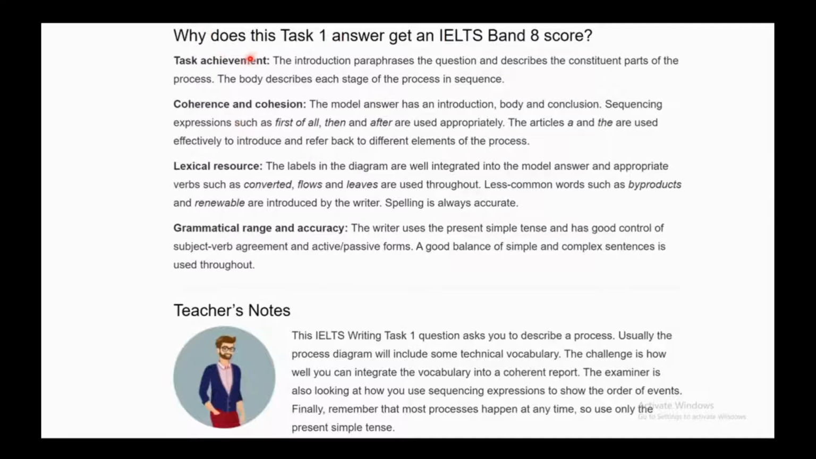What you need to do in Task 1: task achievement, coherence and cohesion, lexical resource, grammatical range and accuracy. These are the important things that you need to take care of when writing Task 1. You can read all of these instructions, and you can also find a number of videos on YouTube where people are giving tips and tricks on how to write Task 1 and Task 2. You can watch those videos as well.